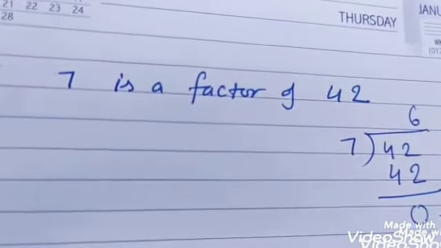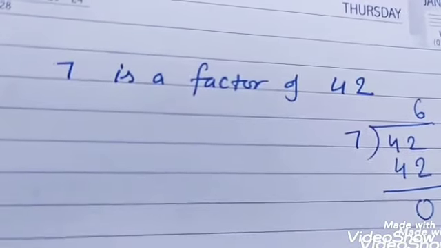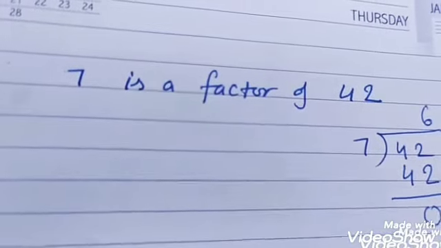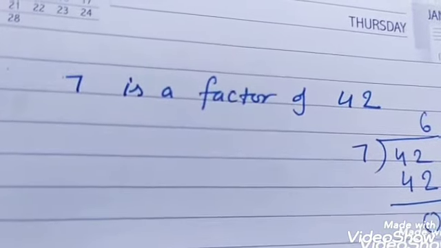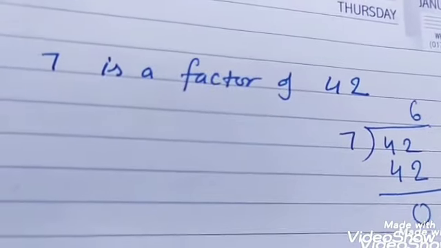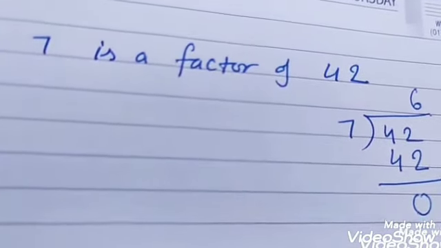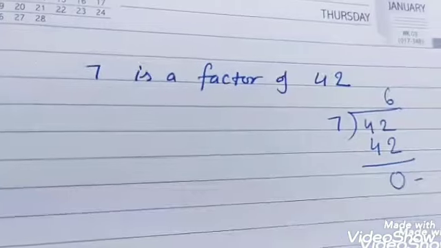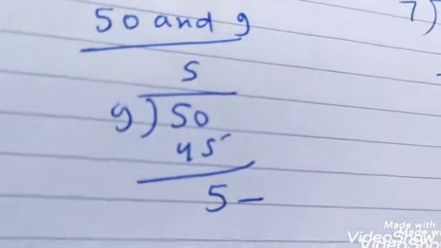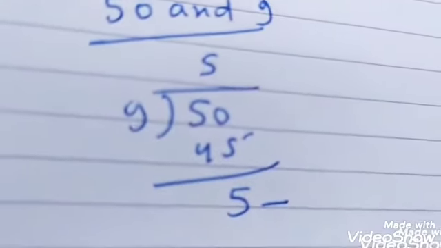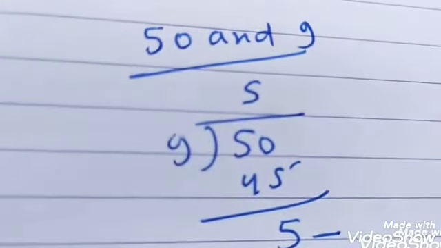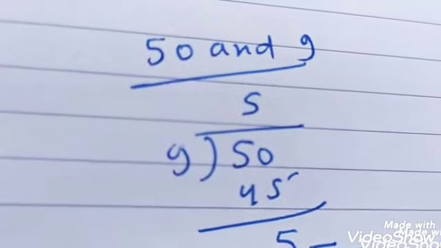So, when a number is divided by another number, you may say A is divided by B and the remainder is 0, then we can say that B is a factor of A. So, the main condition is that the remainder should be 0. If the remainder is not 0, like in 50 and 9, here the remainder comes 5. So as the remainder is not 0, we can say that 9 is not a factor of 50.